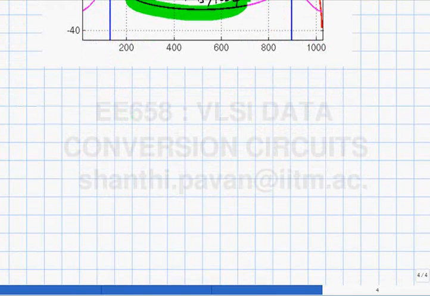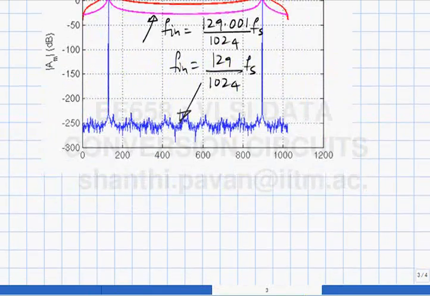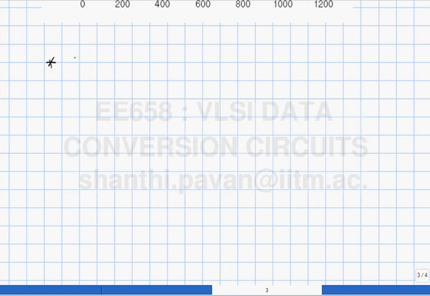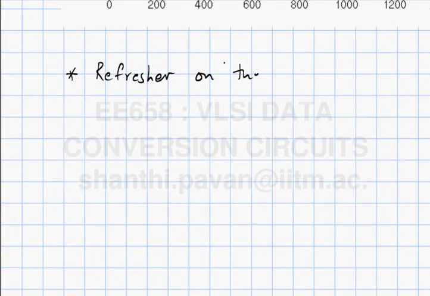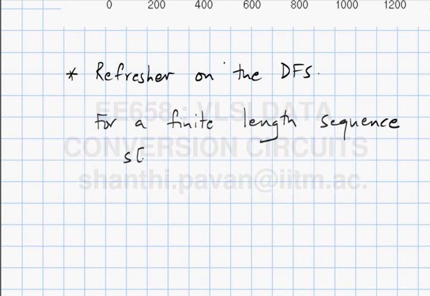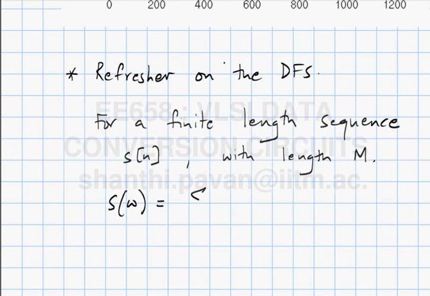And what we are doing is basically, let me just go back to this picture here. Let me give you a quick refresher of our discrete Fourier series. If I had a finite length sequence S of n with sequence length M, what is the Fourier transform of this sequence? S of omega is nothing but the sum over k from 0 to M minus 1 of S of n e to the minus j omega k.